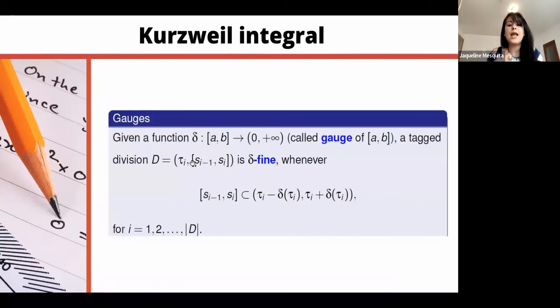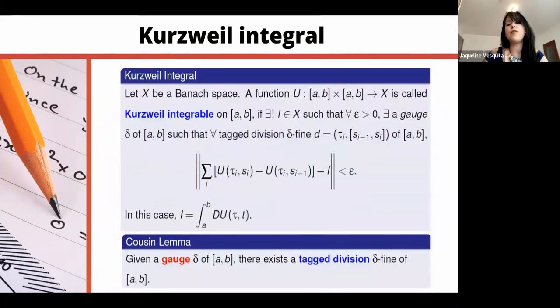And here is the main difference between the definition of the Kurzweil integral and other types of integrals. That's the gauge. Given a function that's only a positive function, this function is called a gauge. We have that a tagged division is delta-fine whenever we have this inclusion here. So this will be very important in this integral, because we can calibrate and we can run away from the discontinuities or the bad behavior of our functions.